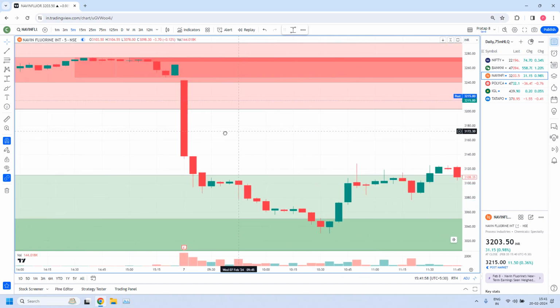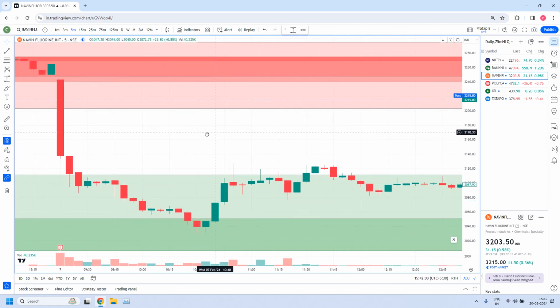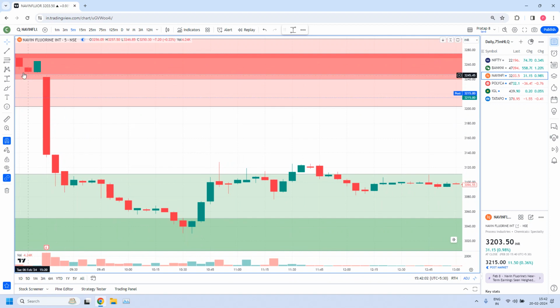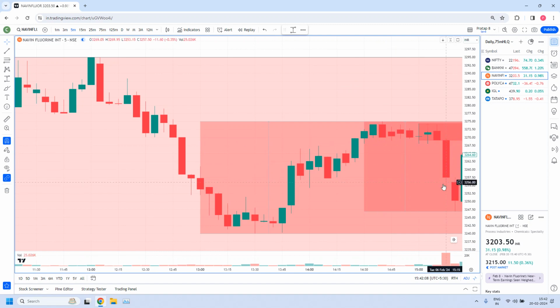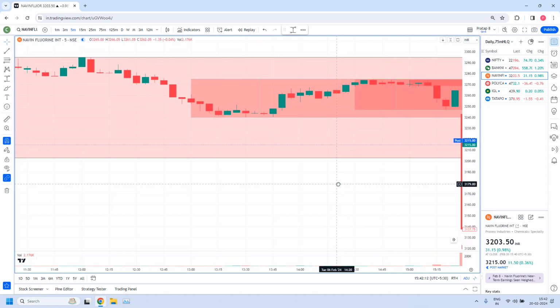And one more thing, after this zone, look into this price action. This is the leg out, and then we have a follow through candle. After that, see, a rally candle, but maybe the order flow is very strong here. It didn't go beyond this.